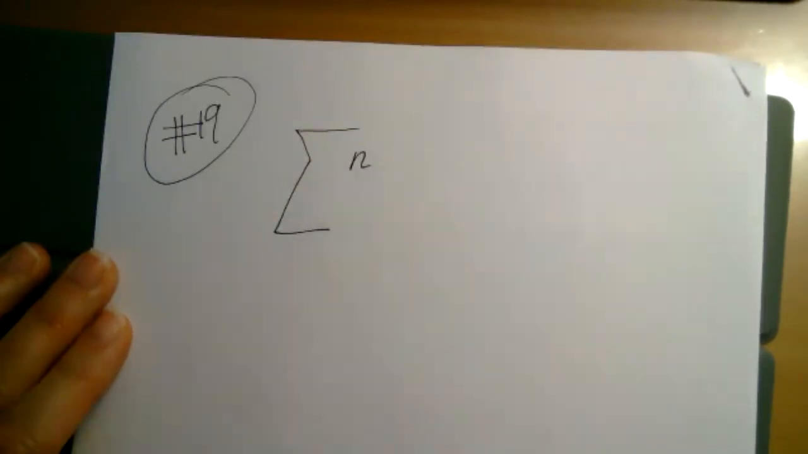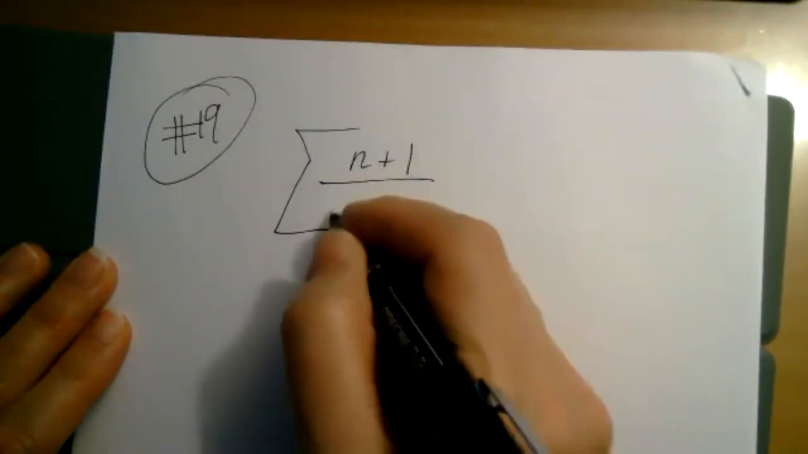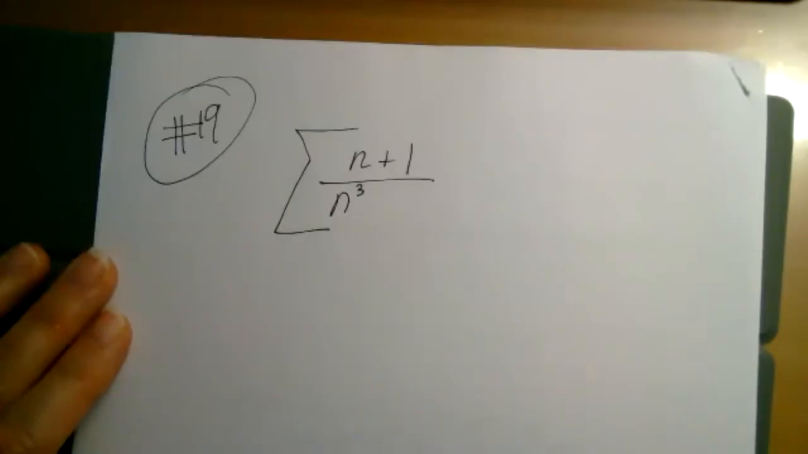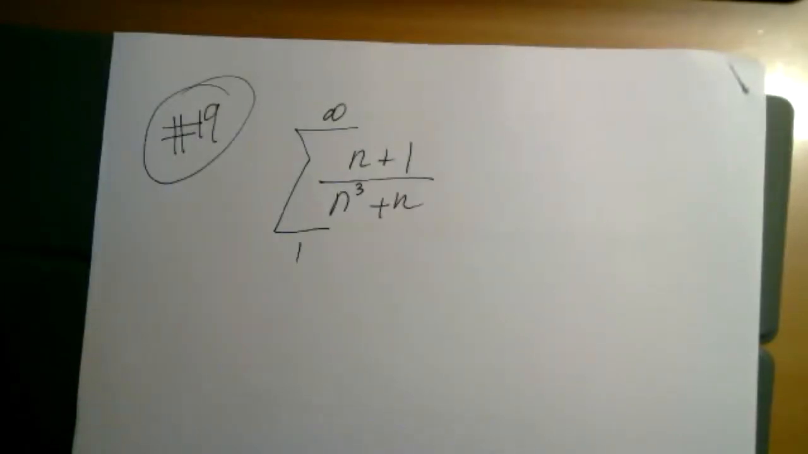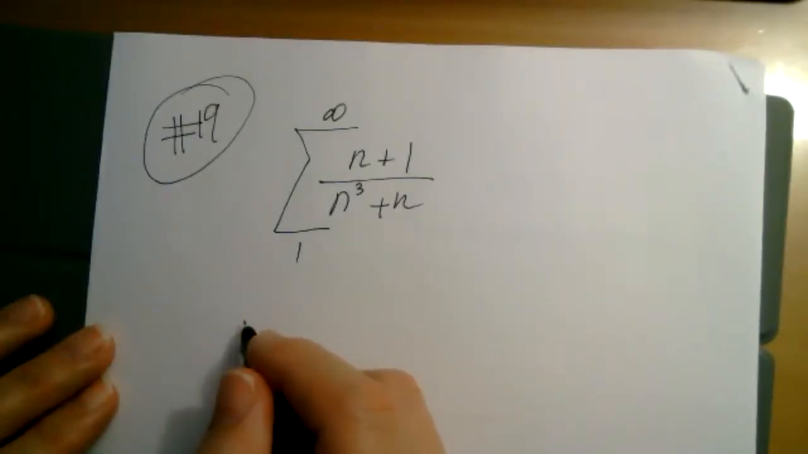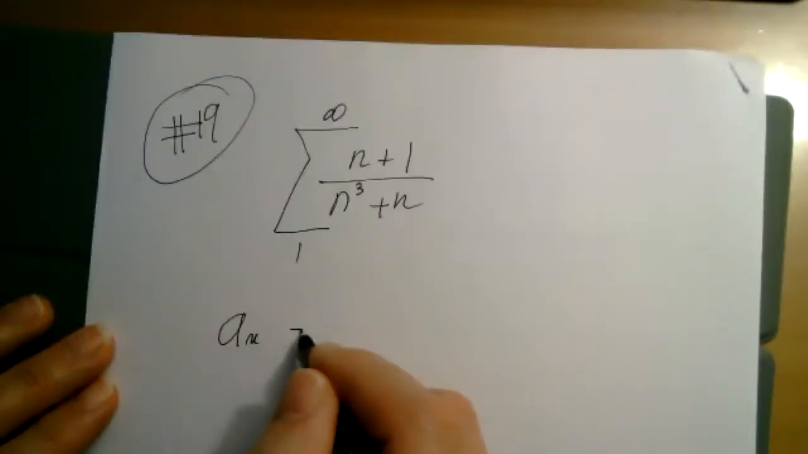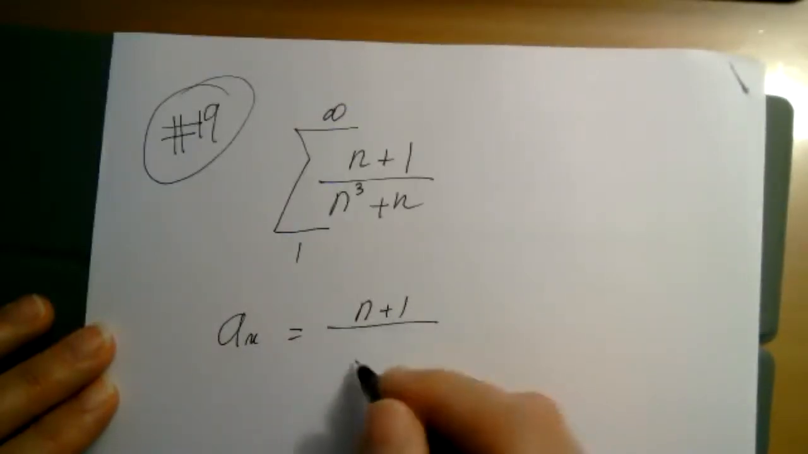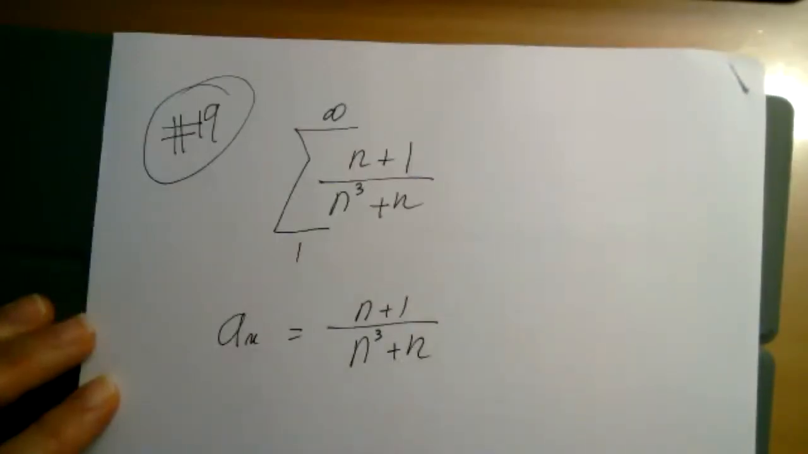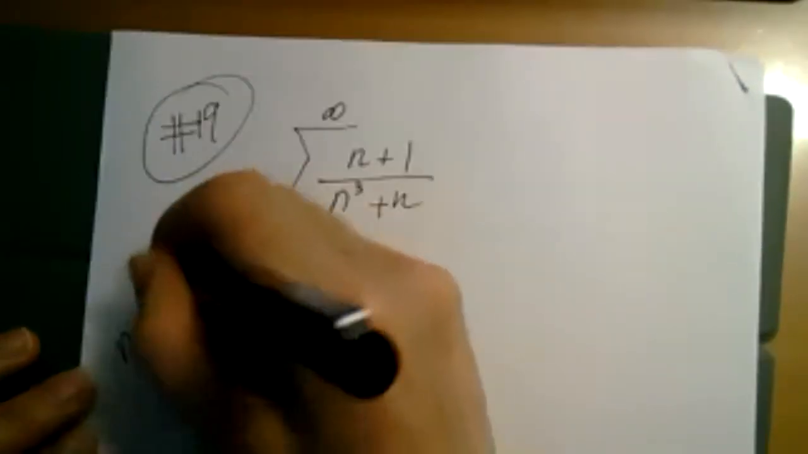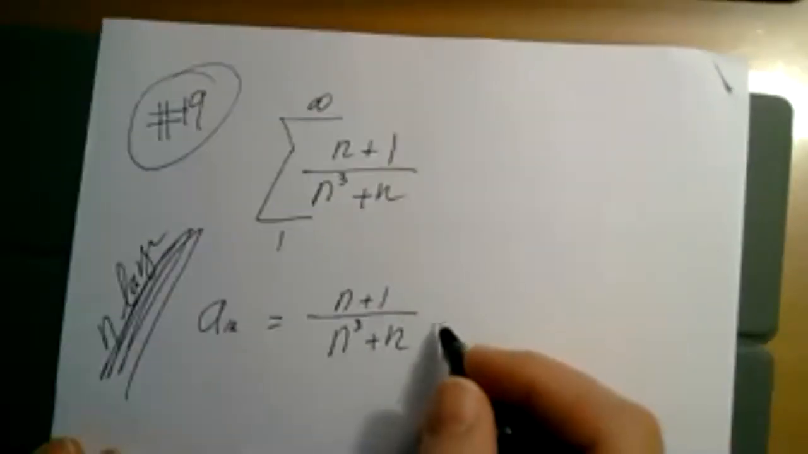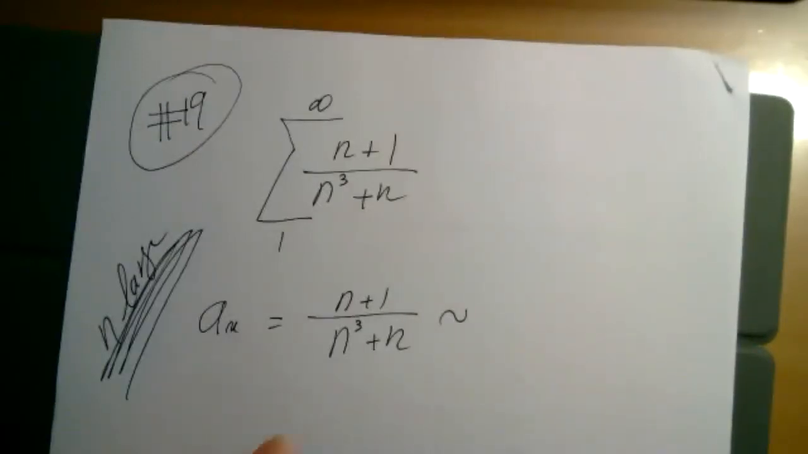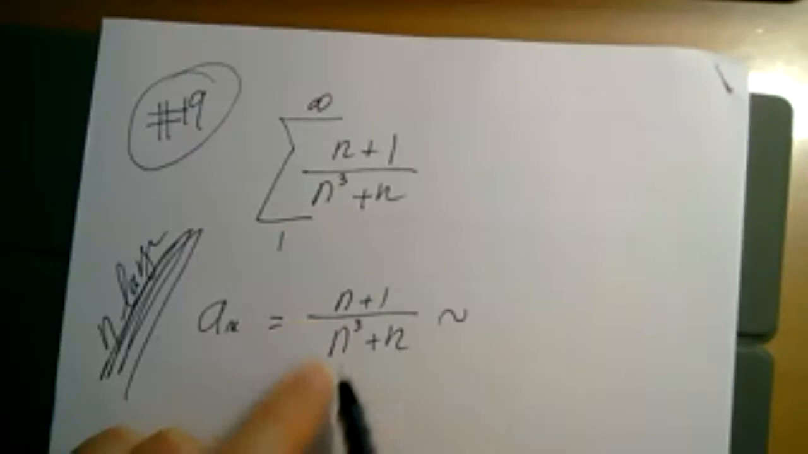Sigma n plus 1 over n to the power 3 plus n, from 1 to infinity. All right. Again, we're going to use the limit comparison. And that's exactly what we have been doing. So this is going to behave like what? All right, the numerator. We do it numerator, then denominator.